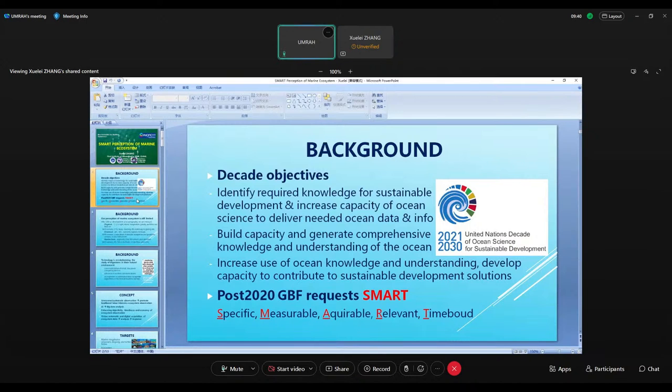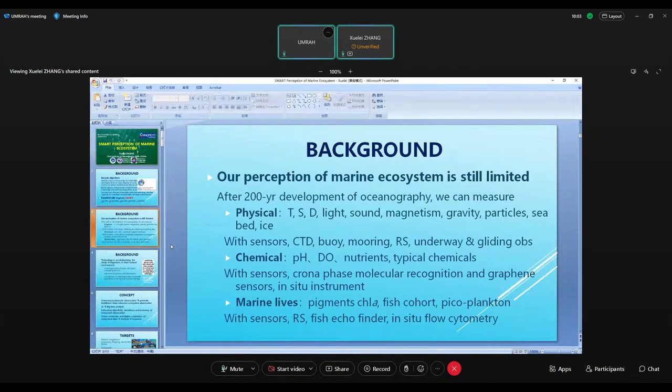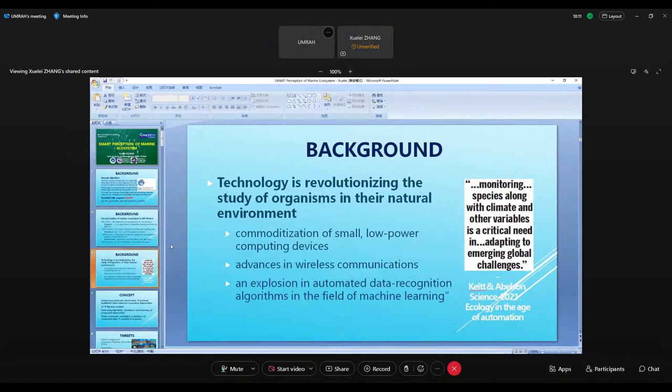Our background is that over the development of oceanography, we can now efficiently measure the physical and chemical environment. However, for marine life, we are still short of such tools. We are still relying on simple parameters like chlorophyll and several others. But technology is revolutionizing the study of organisms in their natural environment.